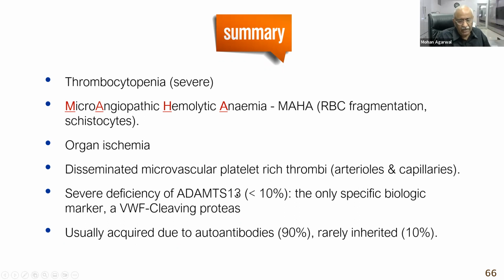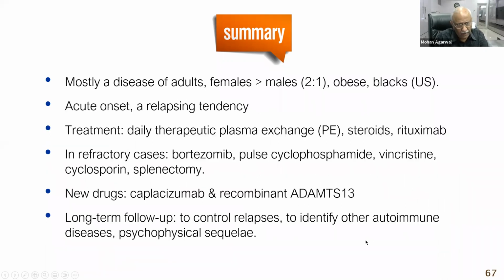Then ADAMTS13 level, when the report comes to you, it is less than 10%. This is the only specific biological marker. And in 90% of the cases, you can document ADAMTS13 autoantibody, and in 10% of cases, you can document the mutations. Mostly it's a disease of adults, though it can affect children and elderly. Females outnumber males, very often obese, and in US, blacks are more affected than whites. It's an acute disease, but it has a relapsing tendency.